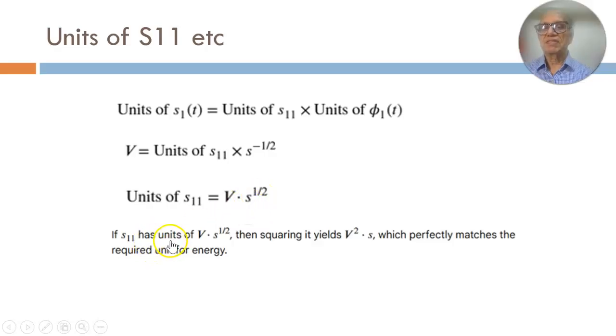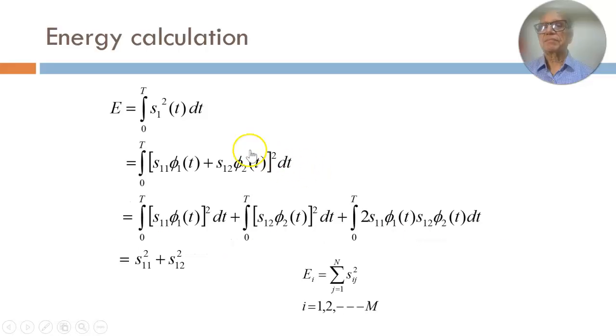So if S11 has units of V into s raised to half, then squaring it will yield V squared into s, which perfectly matches the required unit for energy. So you take any coefficient and square it, then the squared value of the coefficient will have the units of energy. It's important to understand this.